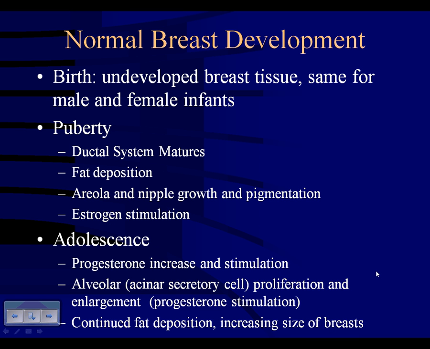This progesterone works on the terminal units, the lobular units, the lobules that branch off of the ducts, which are formed of acinar glandular structures. Those are the units that will eventually form secretory material that forms the milk that the baby takes in after birth. So the progesterone helps to develop these acinar cells or alveolar structures, and they undergo proliferation and enlargement. Again, there's continued fat deposition and increasing size of the breast.